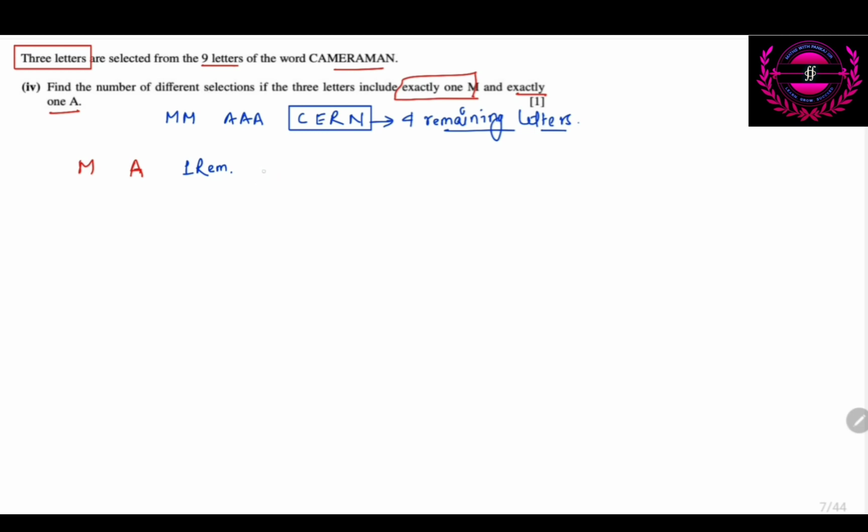So I can do this in how many ways? 4C1 number of ways. I have not taken, as I have selected exactly 1 M out of 2 and exactly 1 A out of 3 A's, I have not taken 2C1 and 3C1 because A's and M's are identical. That is why I have not written 3C1 and 2C1, because 3 A's are identical and 2 M's are also identical. So I will not write this.